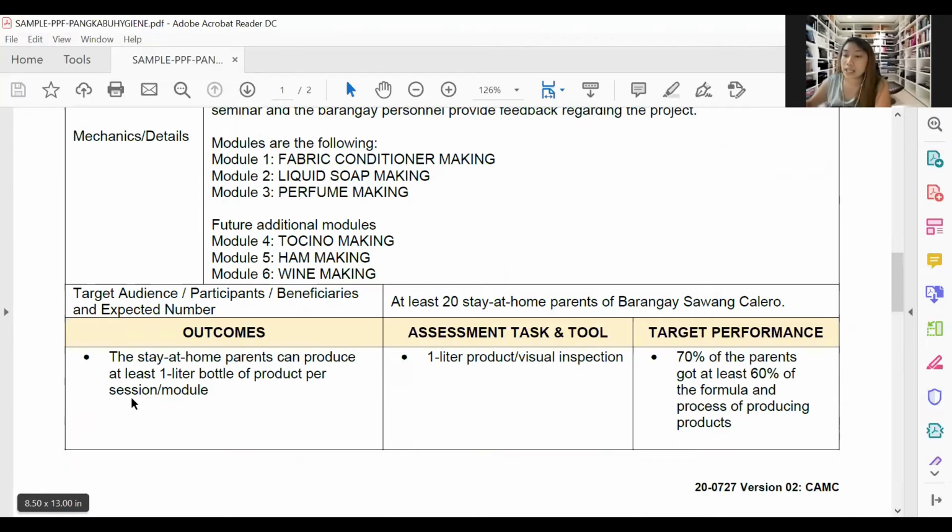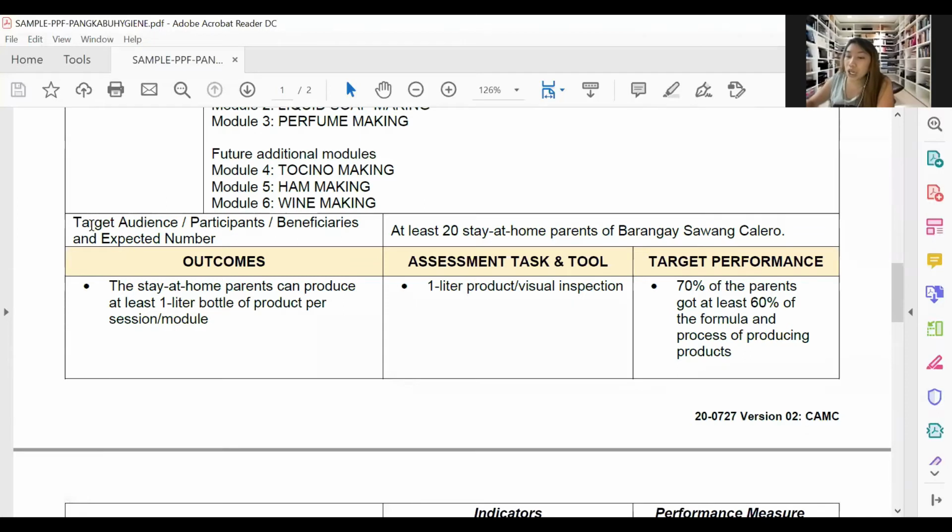All right. For your target audience, participants, beneficiaries, and the expected number, you have to be specific at the same time. That is why I placed here at least 20 stay-at-home parents of Barangay Sawang Calero, so that we can monitor them well during the workshop. However, we were actually beyond our requirement.